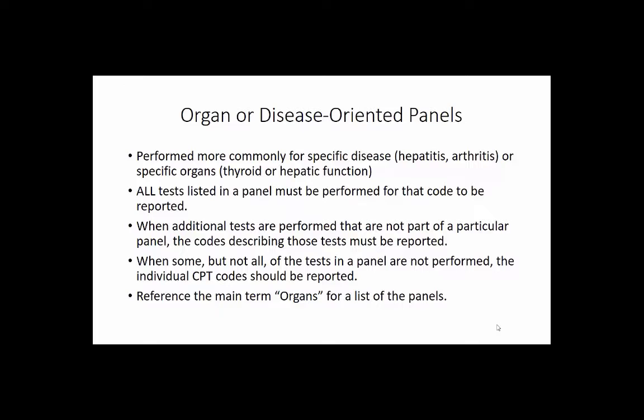All the tests listed in a panel must be performed for that code to be reported. And if additional tests are performed that are not part of that panel, those codes must be reported. And when some but not all of the tests in a panel are performed, the individual CPT code should be reported. So if you want to look for a list of the panels that are indexed, you would look under the main term organs.